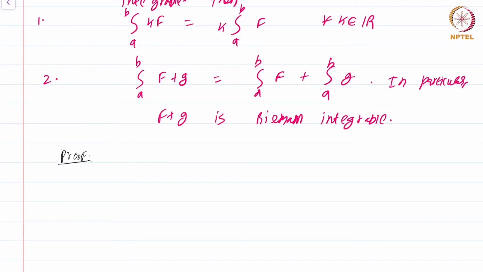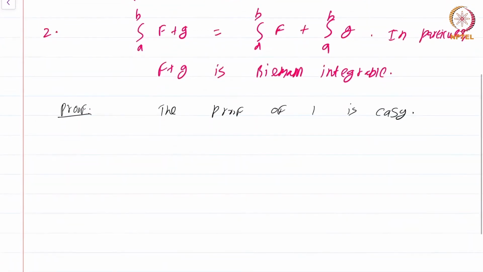The proof of one is easy, so I'm going to leave it to you to figure out how to prove 1. Let's start by proving 2. So, proof of 2. Now what we have to do is show that f plus g is Riemann integrable, and not only that, we have to show that the integral of the sum is the sum of the integrals.